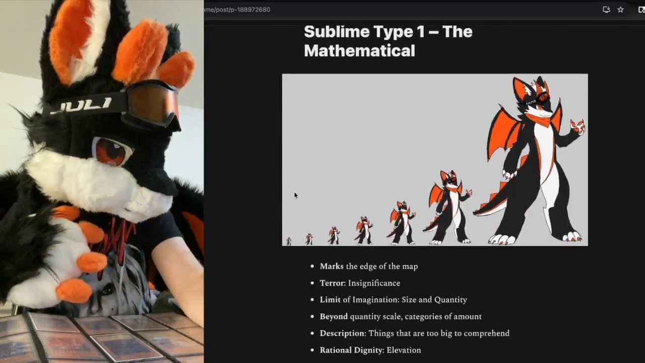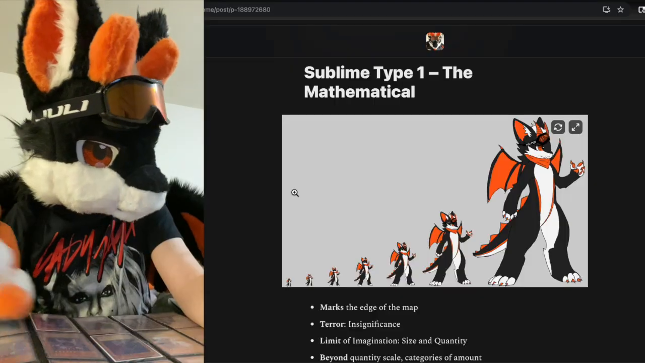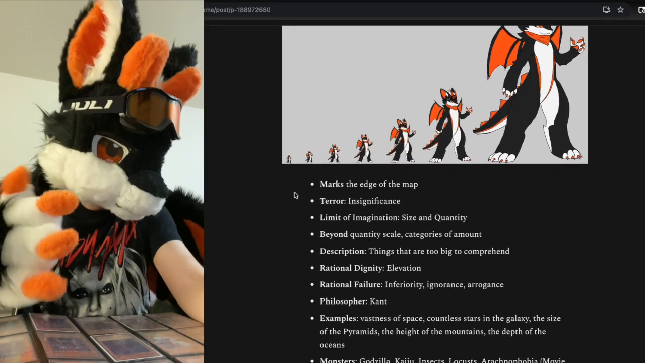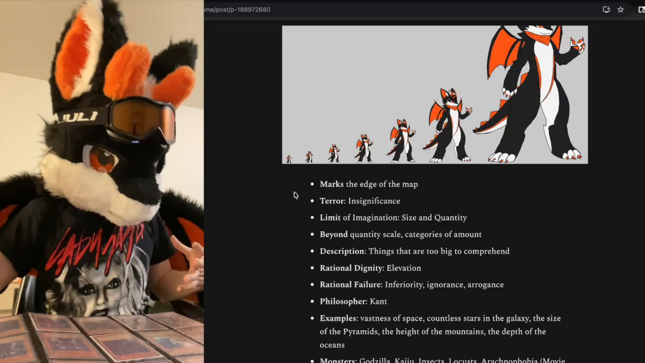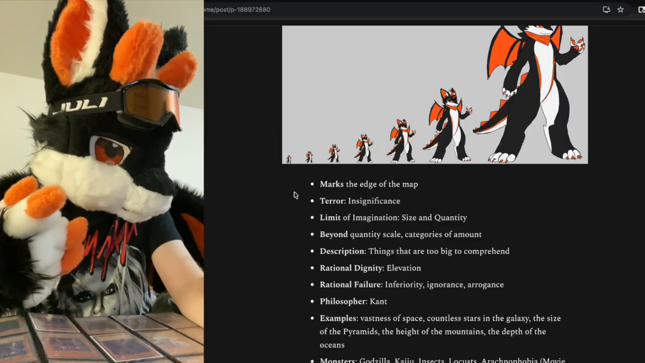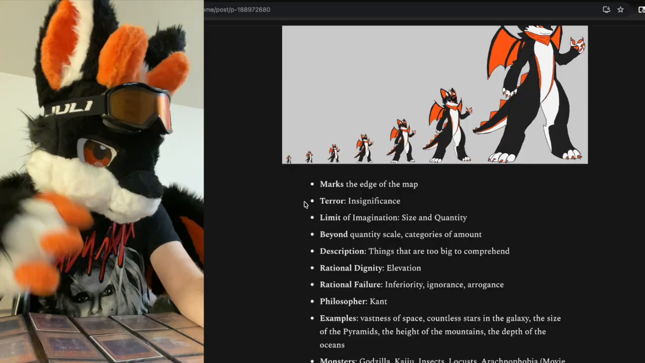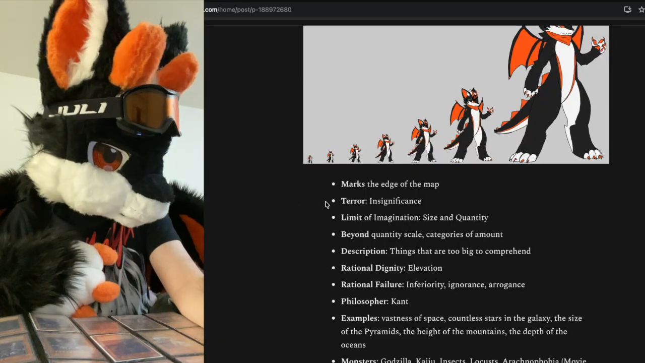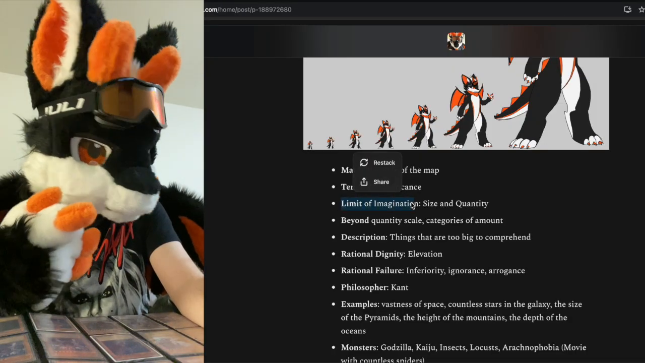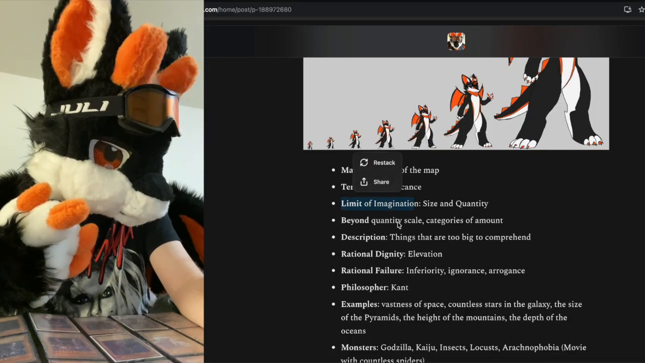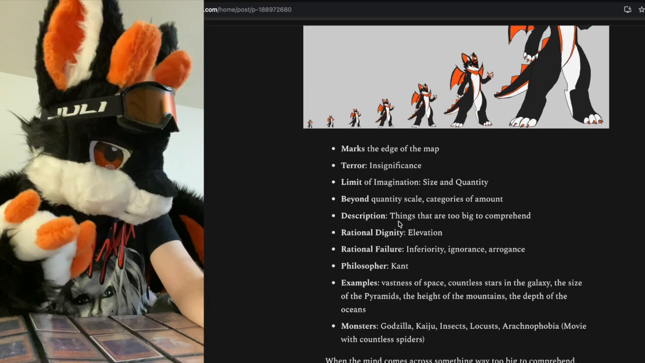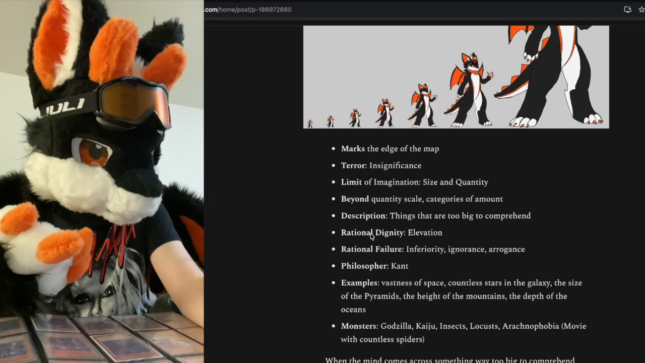So the first one is the mathematical. The mathematical marks the edge of your map. Basically, how big can things really go before you can't comprehend them? The terror is insignificance. So the bigger something is, the smaller you feel and the more terrifying it is. So your imagination is limited by size and quantity, and it's when things are too big to comprehend. Your rational dignity is elevation.